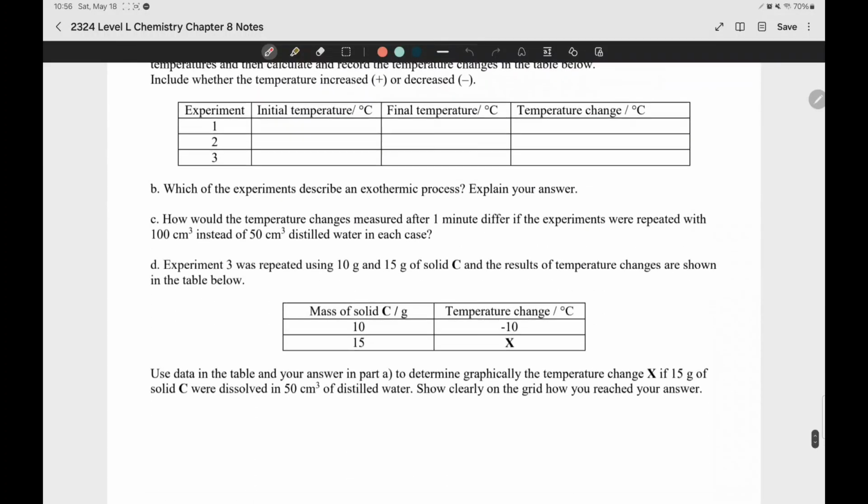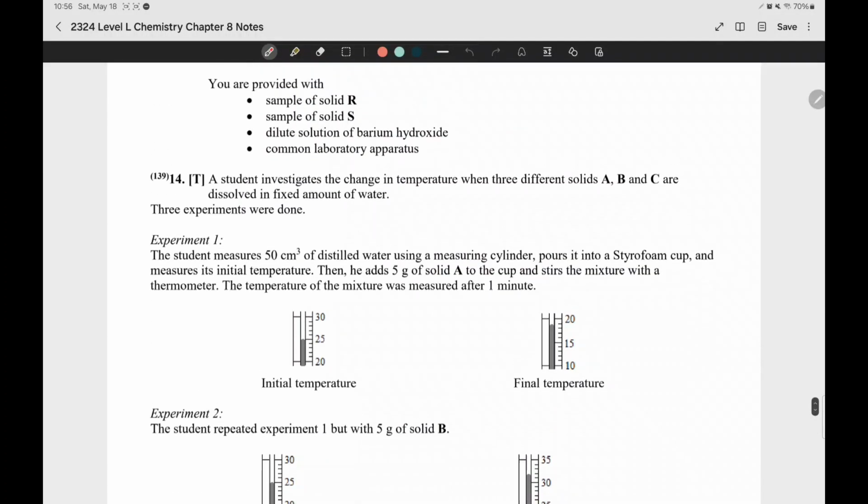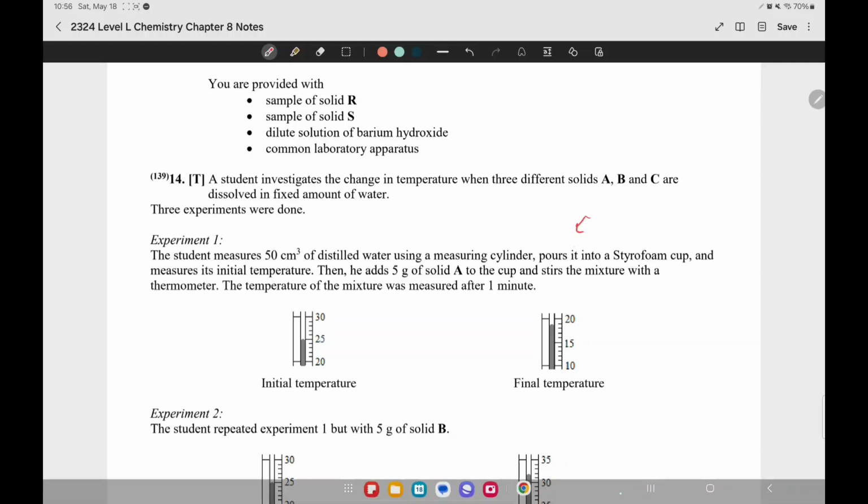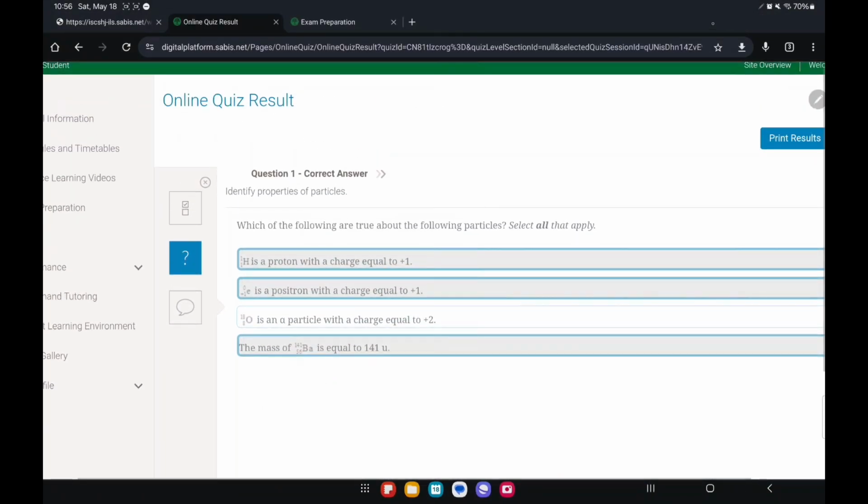What's all this? Okay, I don't think this is coming. المهم, let's go back to the quiz. What are true?